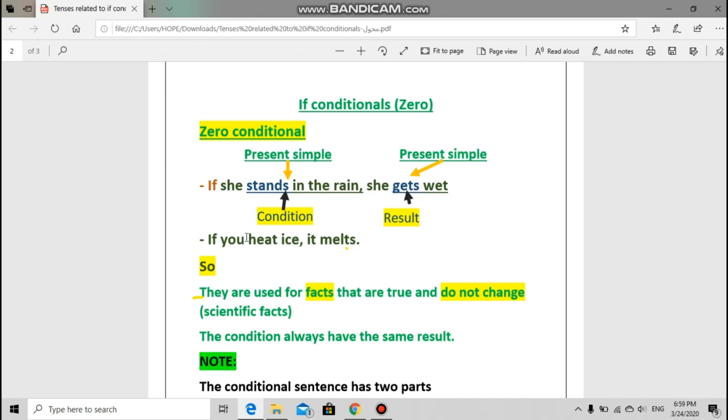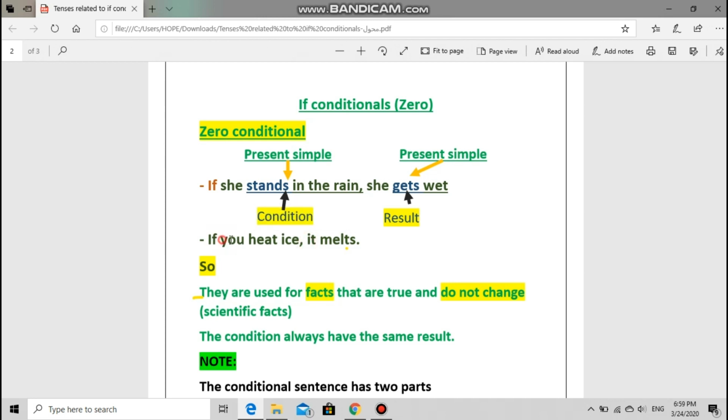Look at here. The verb after you is what? Present simple. So we only use present simple, verb number one, in zero, and it melts. Also melts is present simple, but we add s. Why? Because it is singular.